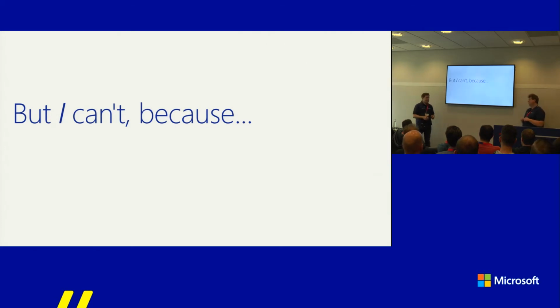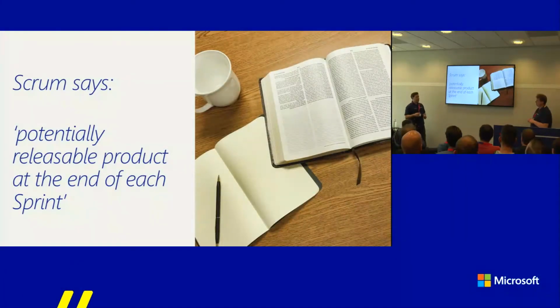So we want to try and wipe some of those excuses away for you. The first one that we keep on hearing over and over again is that you fall back on the rules of Scrum. Scrum says you need a potentially releasable product at the end of each sprint. Scrum also says nothing about delivering sooner than the end of the sprint. It just says you need something done by the end of the sprint. So from our point of view, this is almost a non-starter. If you can deliver it within a few hours of starting the sprint, even better.